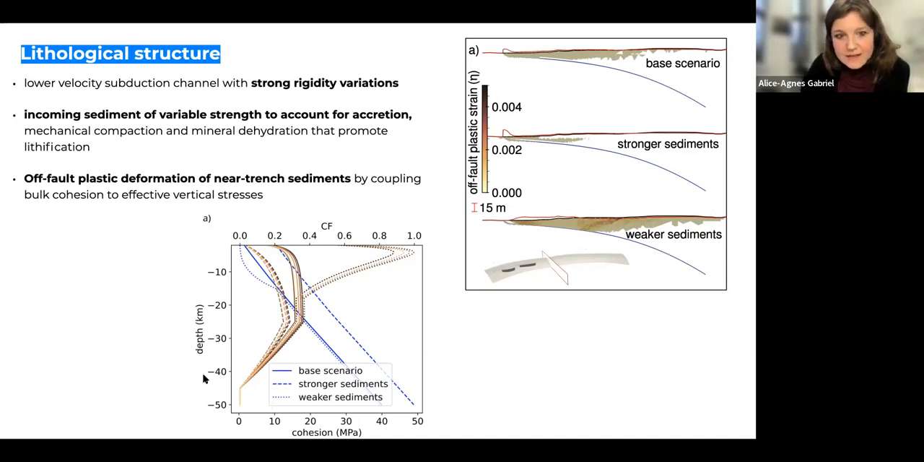It's a complicated diagram, but what we show is depth, cohesion, and closeness to failure. The blue lines are showing you the cohesion values. And these red lines are basically showing how close to failure our sediments are at different cross sections along the megathrust for the weak sediments, the strong sediments, and the reference scenario.